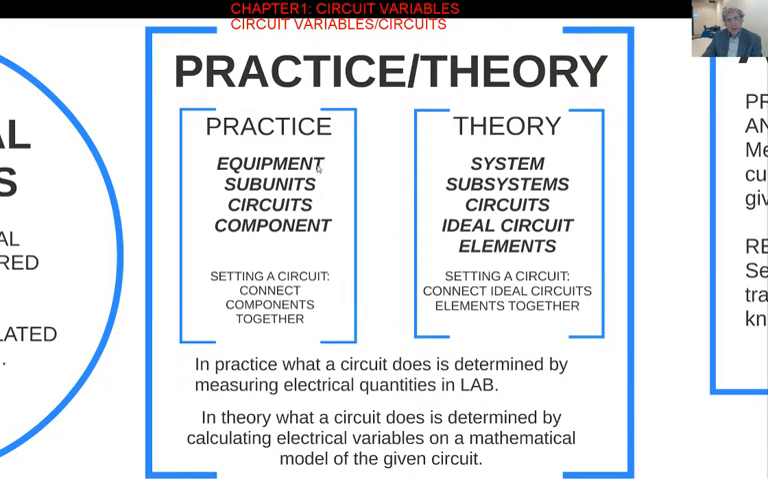elements for the equipment are systems. We call them systems. So systems have got subsystems, subsystems composed of circuits. Circuits have ideal elements. Setting a circuit, connect the ideal elements together. Now when you compare practice and theory, you see some of the wordings are different. It says here in practice component, and it says here ideal circuit elements.